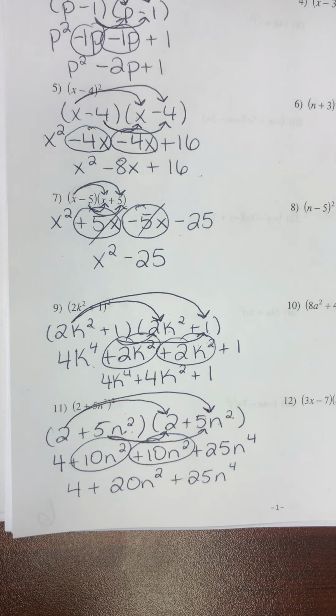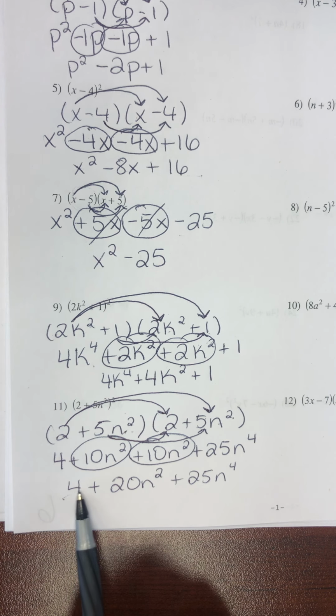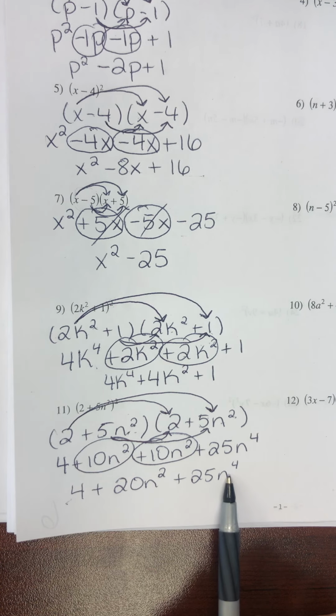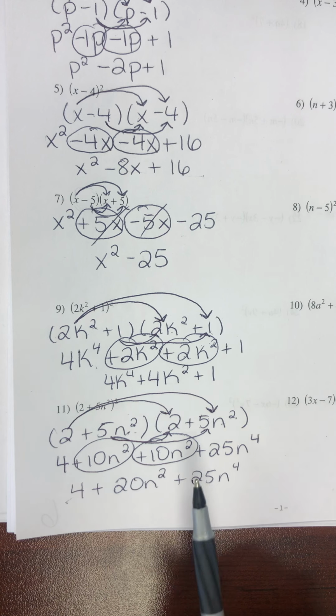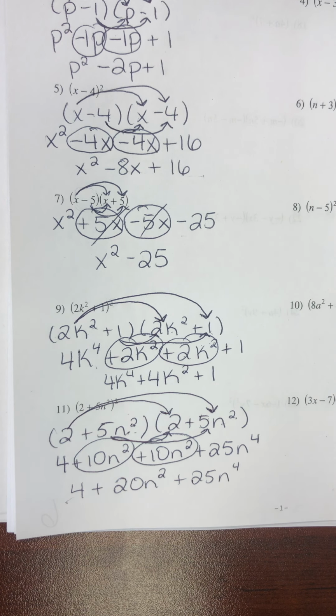So you might think we're done, but I'm going to show you one more thing. On your Regents exam, if this is your final answer and it's a short answer, if it says you need to write your answer in standard form, or if it's a multiple choice answer, they will usually write it in standard form. Standard form means the highest exponent to the lowest exponent.